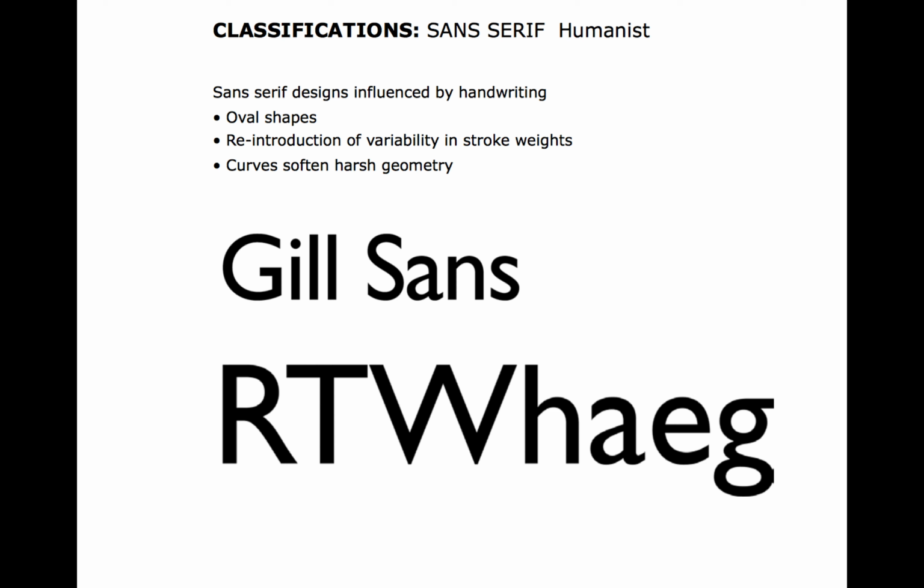And we also had sans serif designs that were influenced by handwriting. We called this the humanist sans serifs. We had oval shapes. We had the reintroduction of variability in the stroke weights. The curves were softened, the harsh geometry, like the leg of the R, here just had a slight curve to it. And another example is the blunt and flat ear of the G. So it's a little bit flatter here.